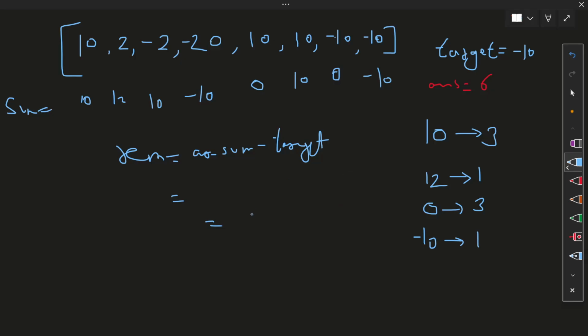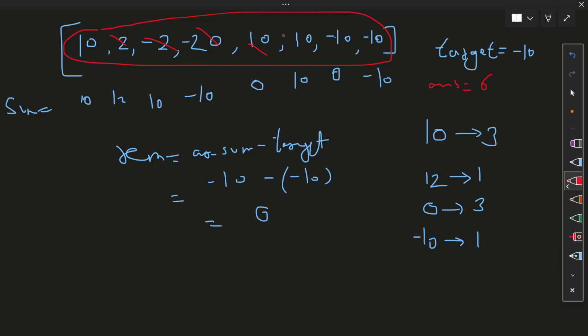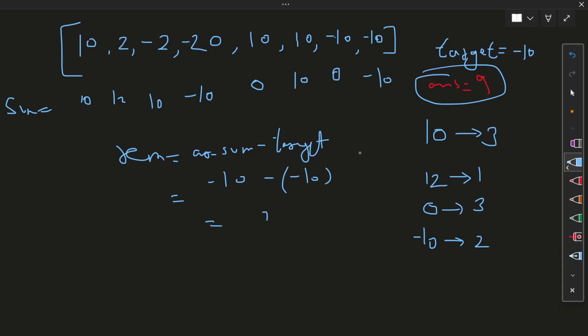So we got minus 10, so minus 10 minus minus 10, we got 0. Is 0 there? Yes, 0 is there. One answer is this, another answer is this, and another answer is the total summation. How? This will cancel out this, this will cancel out this, this will cancel out this, so the total summation is also minus 10. So 0 occurs 3 times, so just consider 3. Then at this stage we got minus 10, so just increment the minus 10 frequency. At the end we got 9 answers.